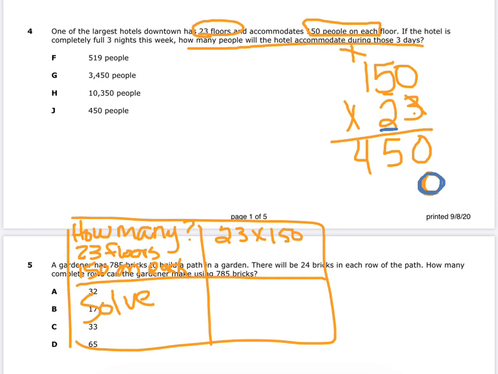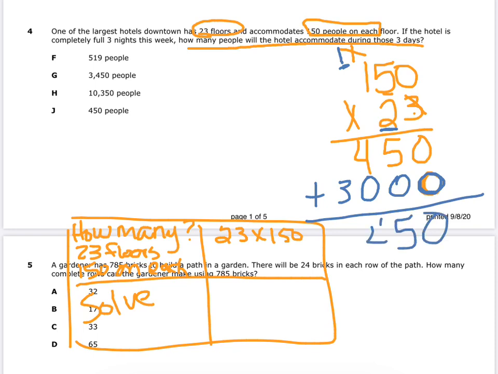So 150 times 2. 2 times 0 is 0. 2 times 5 is 10. Carry my 1. Bring down the 0. 2 times 1 is 2. Plus this 1 that we carried is 3. And then we're going to add it up together. 0, 5, 4, 3. So 23 floors, 150 people on each floor. So that means in one night, there's 3,450 people.